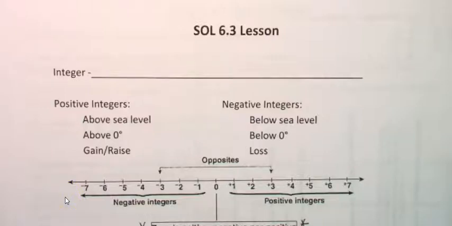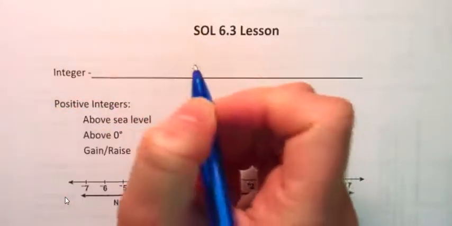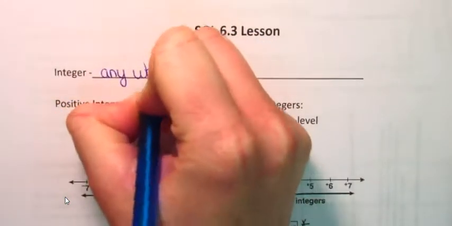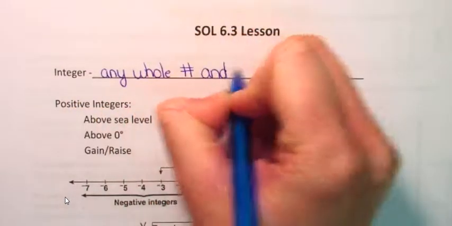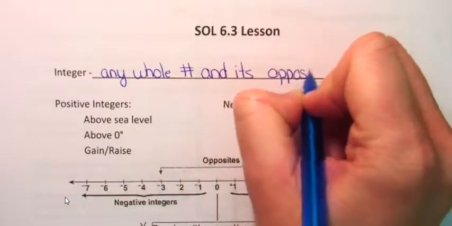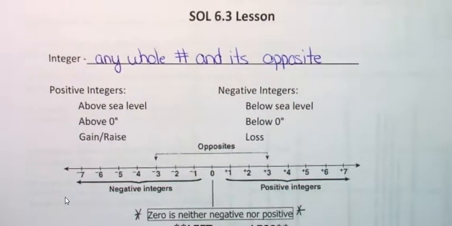Today we'll be reviewing SOL 6.3, which is our lesson on integers. Now if you remember, an integer is any positive or any whole number and its opposite. So an integer is any whole number and its opposite.